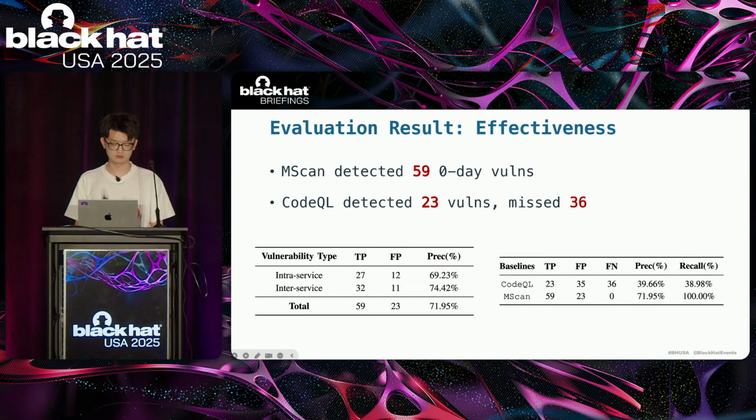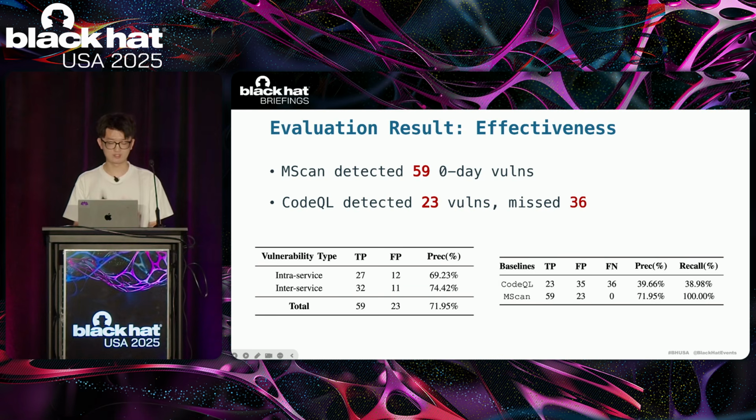Now, let's take a look at MScan's real-world results. In our experiments, MScan detected 59 previously unknown zero-day vulnerabilities across all of our test applications. We achieved a precision rate of about 72%, so most of the issues we reported were truly valid. This is a clear improvement over traditional approaches, and it shows the practical value our method brings.